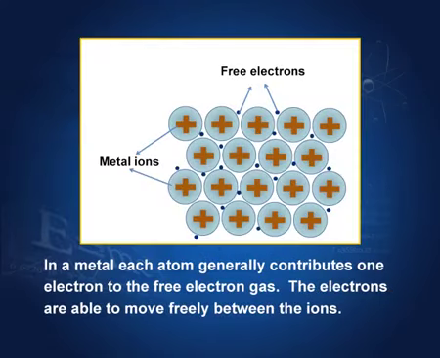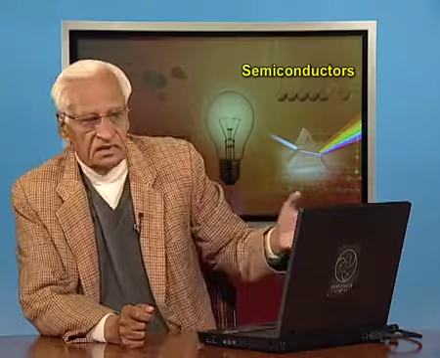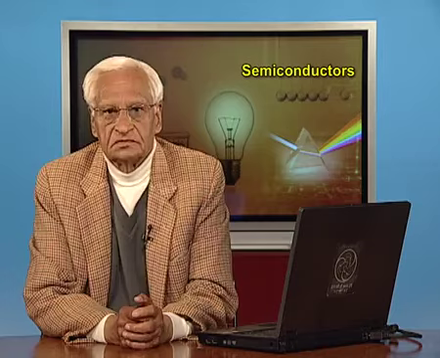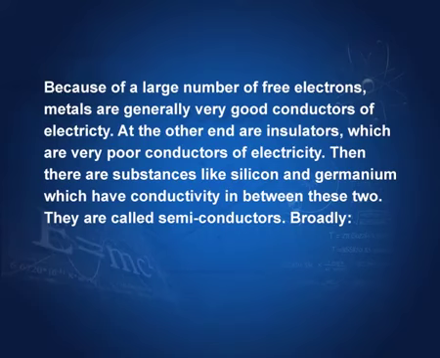They can move in between the nuclei. You see here these small dots are electrons. They can move in between the nuclei and they are therefore called free electrons. Because of a large number of free electrons, metals are generally very good conductors of electricity. At the other end are substances which are called insulators. Their conductivity is very poor, and in between these are substances like silicon and germanium, which have conductivity in between these two. These are called semiconductors.